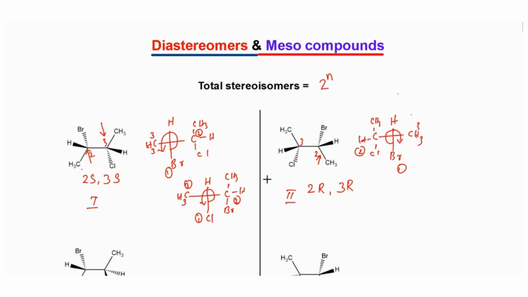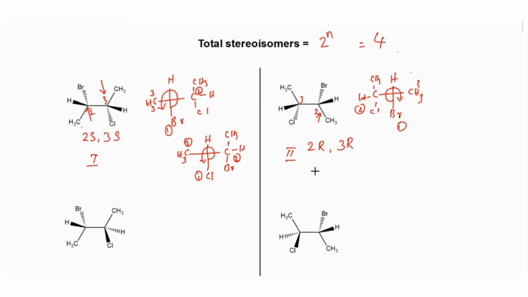According to the calculation of the total number of stereoisomers, the formula is 2 power n, where n is the number of chiral centers. Here it is 1, 2. That means in total we should get 4 stereoisomers. So we got 2 stereoisomers like this. Again, how can we get the 2 more stereoisomers?